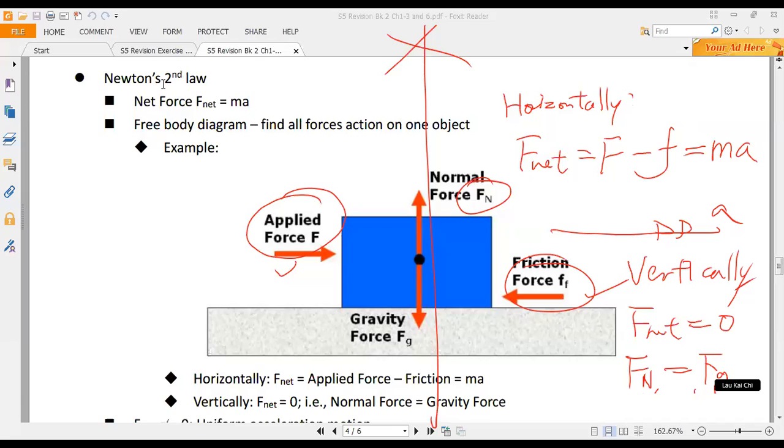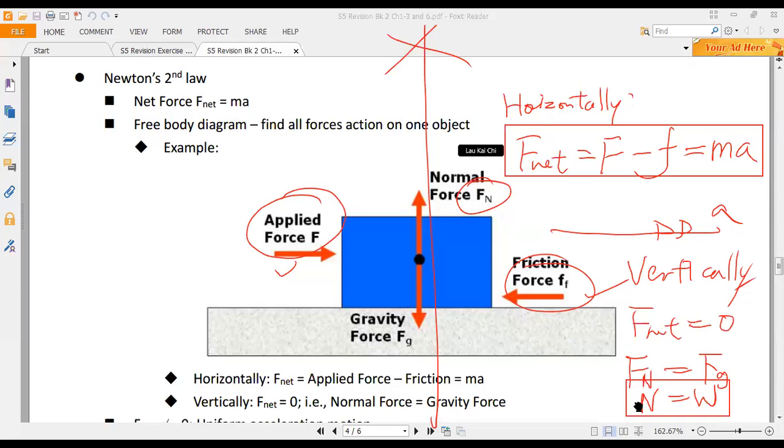So you can set up two equations, and it depends on what information the question is asking. So you may just try to find the unknowns by using these two equations. There are two equations you can set up by yourself. This is one of them, and the other one is this one. Okay? This is Newton's second law. So this is the idea of Newton's second law.